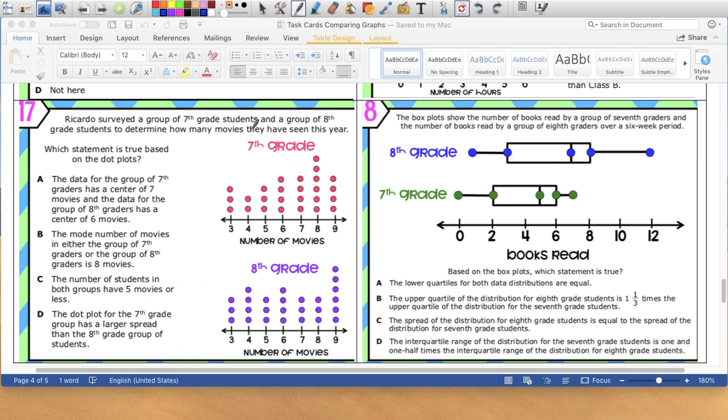Let's see. Well, the center. So we're going to cross one from each side, right? 1, 2, 1, 2, and so on. And you know what? The center is 7. And the center for the 8th grade, is it 6? Well, let's see. 1, 2, 3, 4, 5, 6, 7. 1, 2, 3. 1, 2, 3. 1, 2, 1, 2. And yeah, guess what? The center is 6. So this is true, right? The median here is 6 and the median here is 7. So that's true. And the rest, I don't even have to look at it.